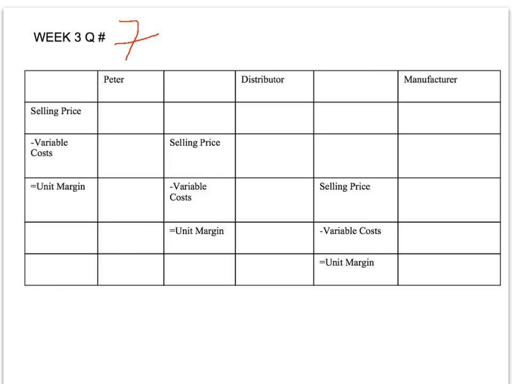Peter owns a sewing shop and typically buys his product through a distributing company out of the US for $175 a unit. Peter's variable costs then are $175. We know if Peter, who's the retailer, buys his product for $175, the guy in the chain before him must have sold it for $175. So the distributor's selling price is $175.